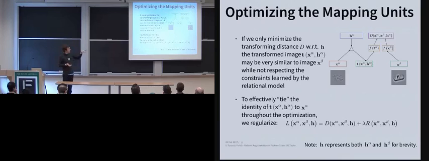And like I mentioned before, we don't want to accept just any arbitrary transformation of sort of a morph of one image to the other. We want to impose a regularizer which says respect the relational model that's been trained on pairs of images so that it performs a reasonable or likely transformation that we've seen in some training data.